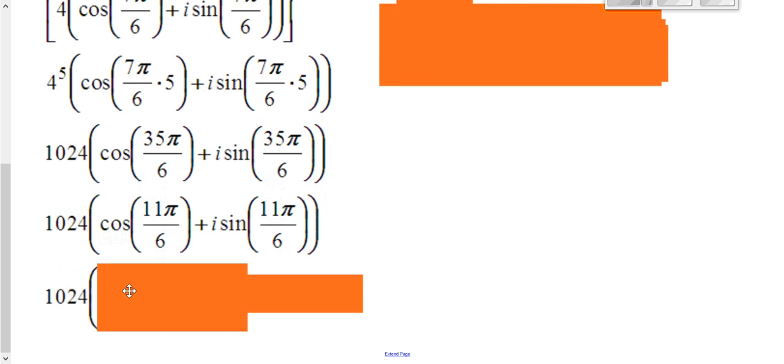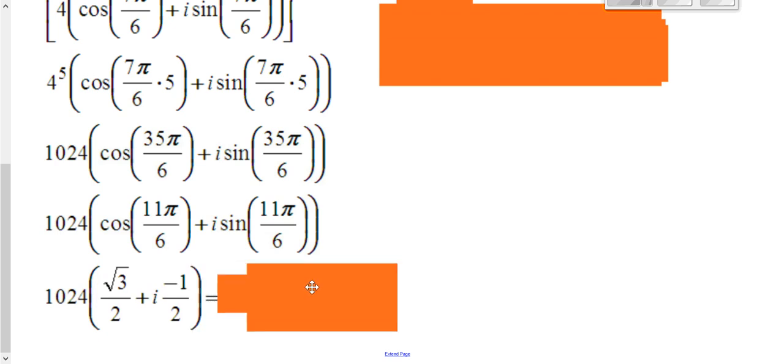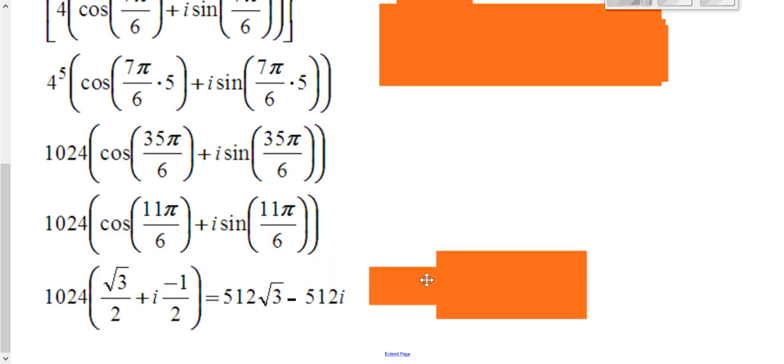So we can go cosine of our angle, plus i sine of our angle. Then we could distribute through. This would be our answer in the rectangular form, where this would be our answer in trig form. But since we started out with the rectangular form, we want to leave our answer in rectangular form.